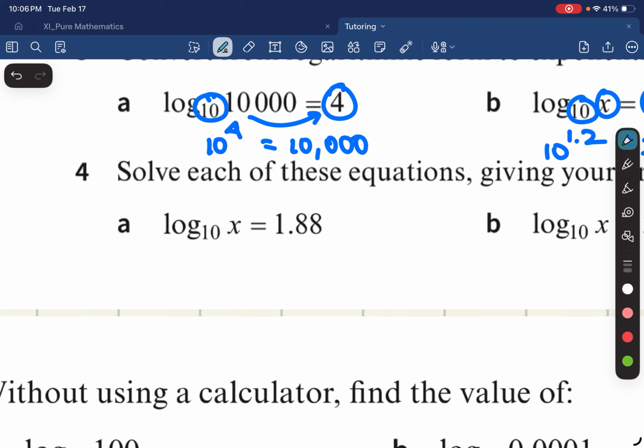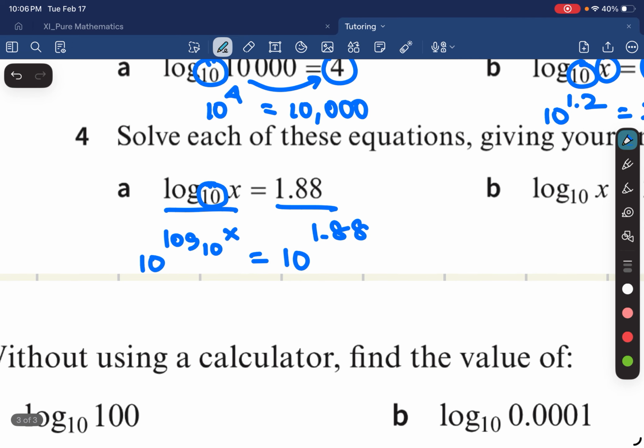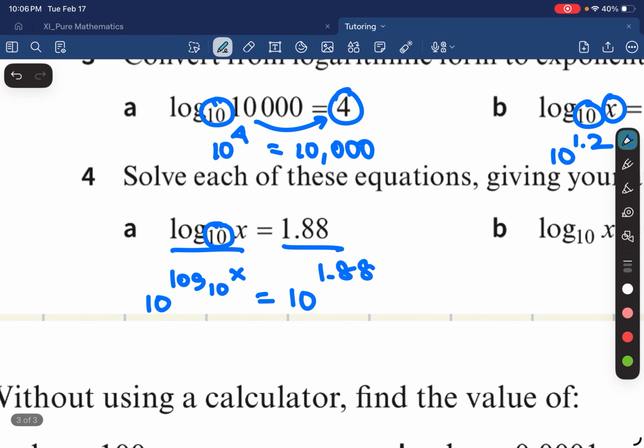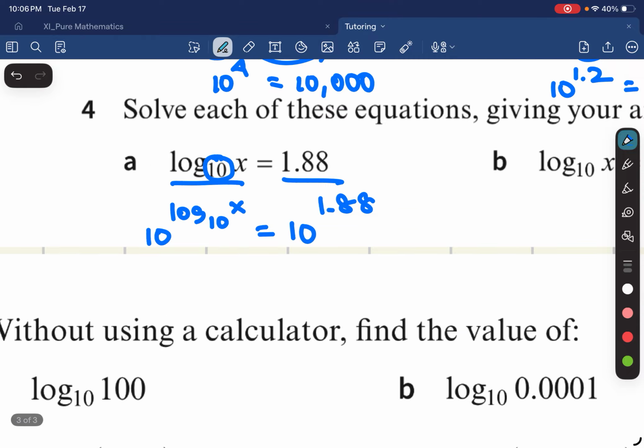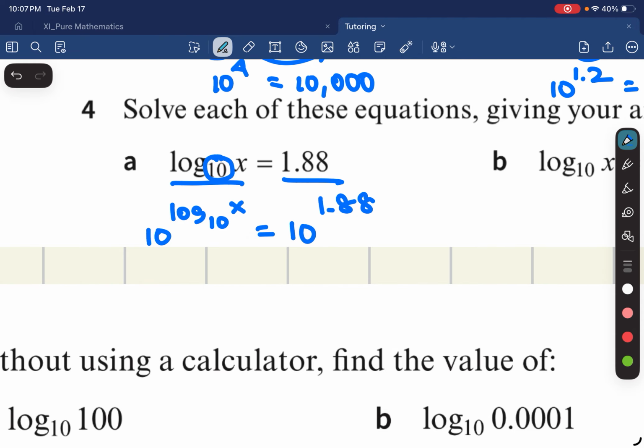To solve it, if these things are equal, then I want to look at the base and raise it. If these are equal values, then when I raise 10 to these values, they must be the same thing, right? So basically, I want to keep that base and raise my base to both sides. So I have 10 to the power log base 10 of x and 10 to the power 1.88.